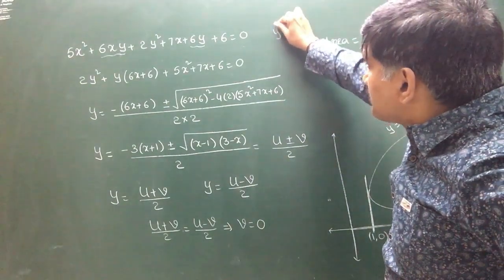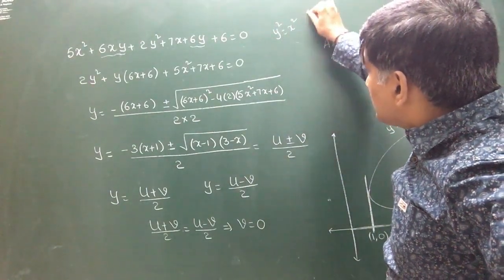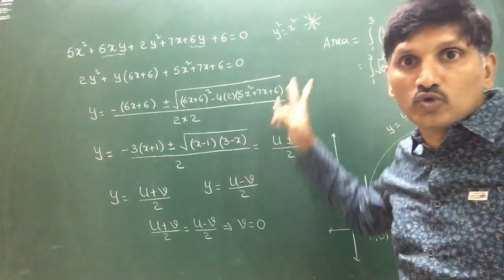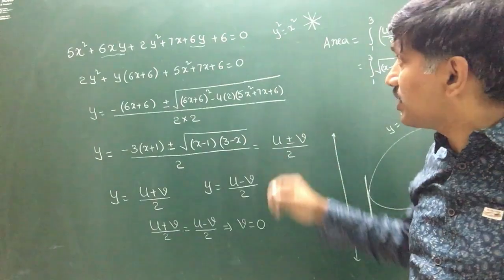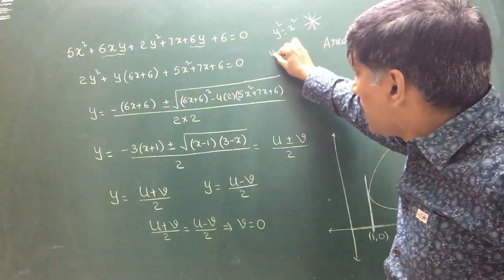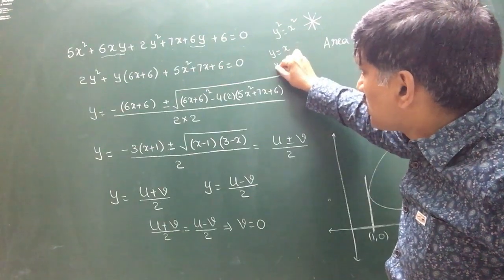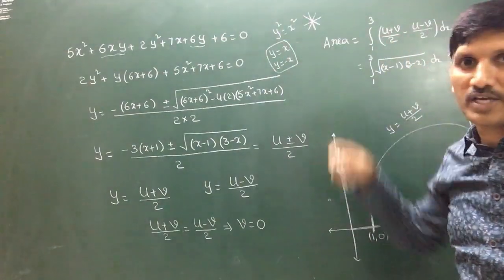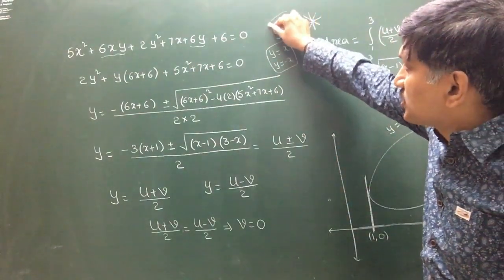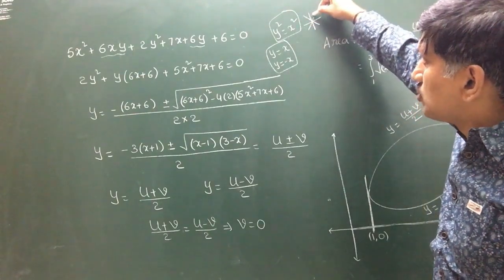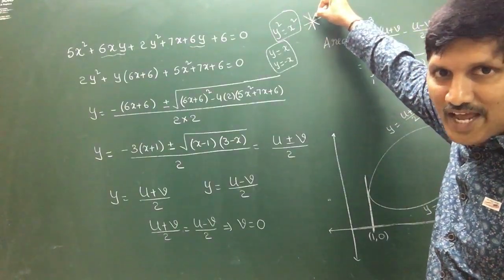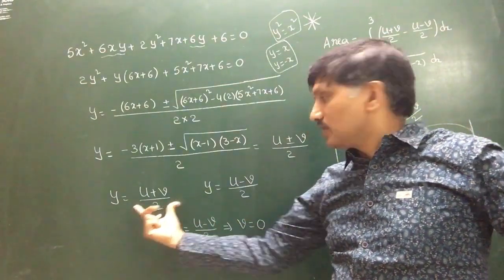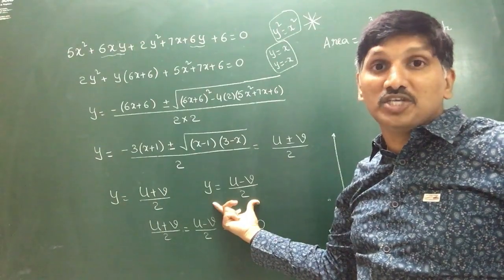So y square is equal to x square. This is the combined equation of a pair of straight lines passing through the origin. Two lines combined equation, that one, y square minus x square is equal to 0. One equation is y is equal to x, the other equation is y is equal to minus x. These two multiplied, we are getting the equation y square minus x square is equal to 0, the combined equation of the pair of straight lines. Like that, y is equal to u plus v by 2 is one curve, and y is equal to u minus v by 2 is another curve.